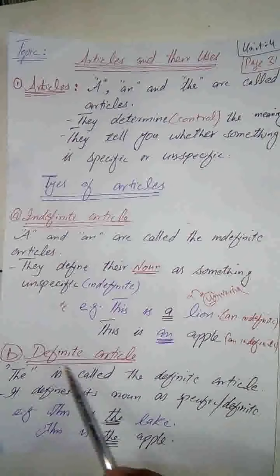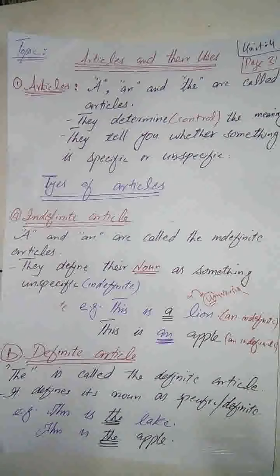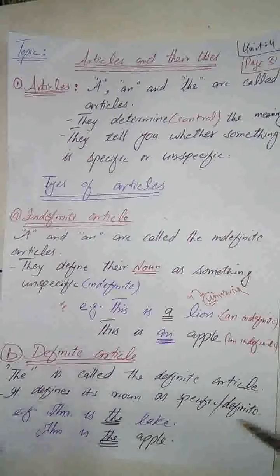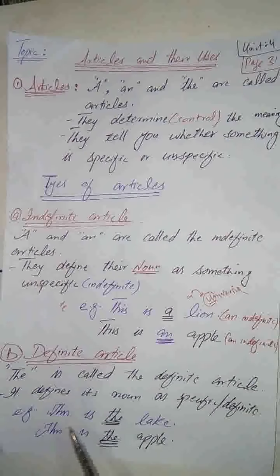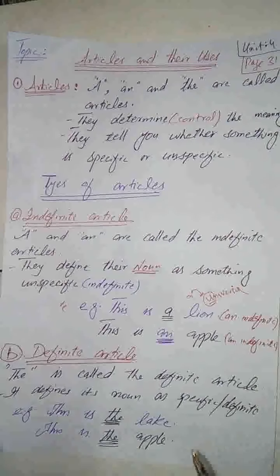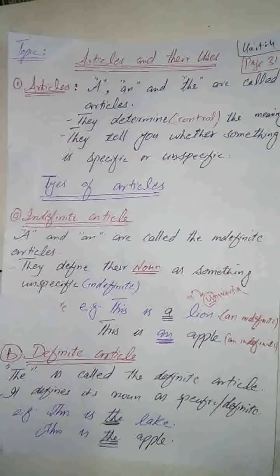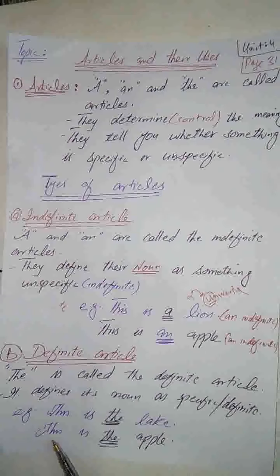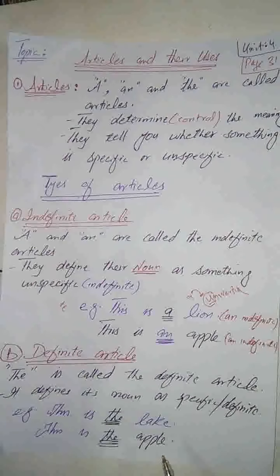Now we have the definite article. The is called the definite article. It defines its noun as specific, meaning known, or definite. Like you say, this is the lake. It means that the lake is known to the reader or to the listener. Another example is the apple. So the apple is known to either the listener or the reader.